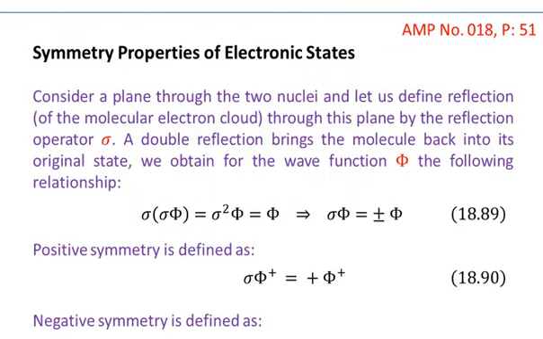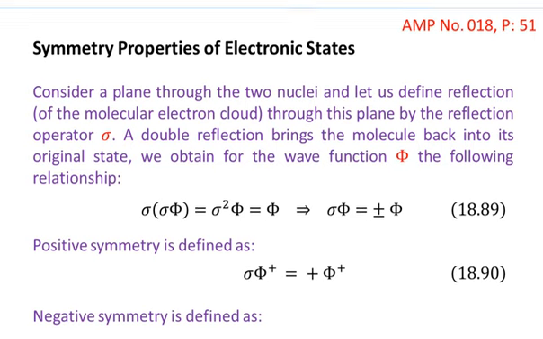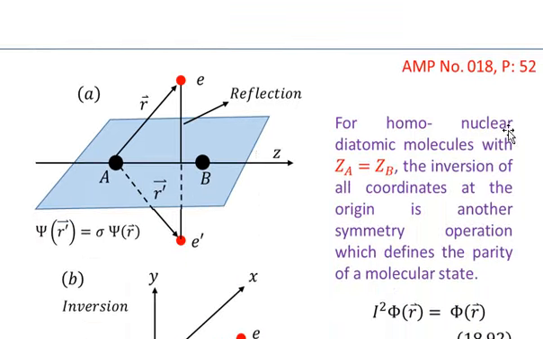Now let's talk about the symmetry properties of electronic states. Consider a plane through two nuclei, and let me first of all show you the figure so that you can have an idea. So you see that this is the plane in sky blue. This plane is passing through the two nuclei A and B, and this plane is also passing through the z-axis. The electron is on the top side of this plane, and there is an electron E prime due to the reflection of the top electron through this plane, and the reflected electron has been represented by E prime.